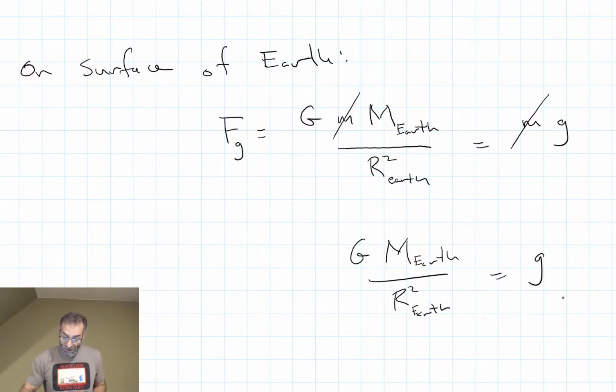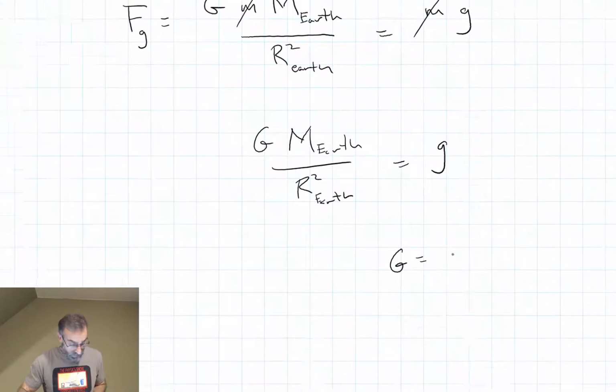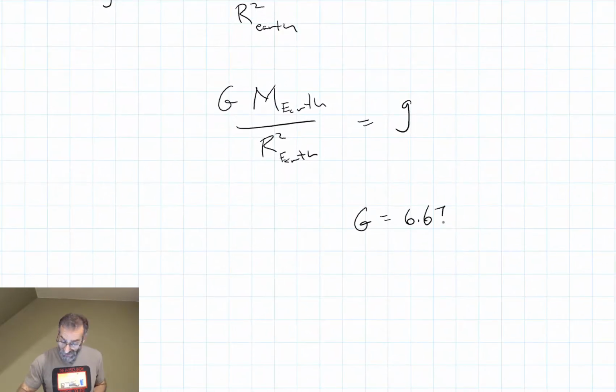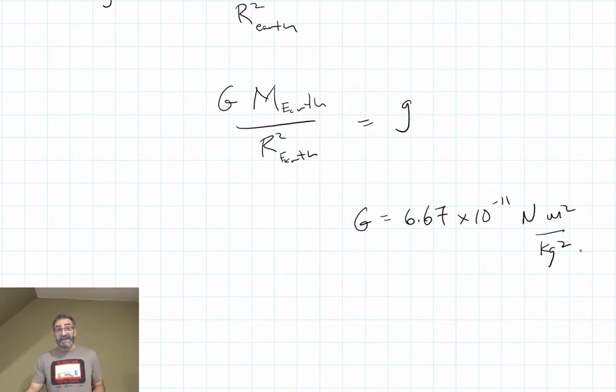Well, we have to know what our universal gravitational constant is, capital G. You can look that up in any textbook. And it's a very, very small number because the gravitational force is a very weak force. So this is a very small number, capital G, 6.67 times 10 to the minus 11 in our SI units. So we plug this in.